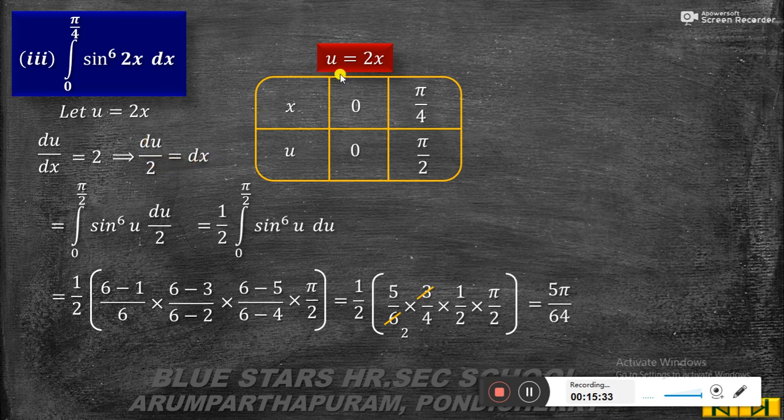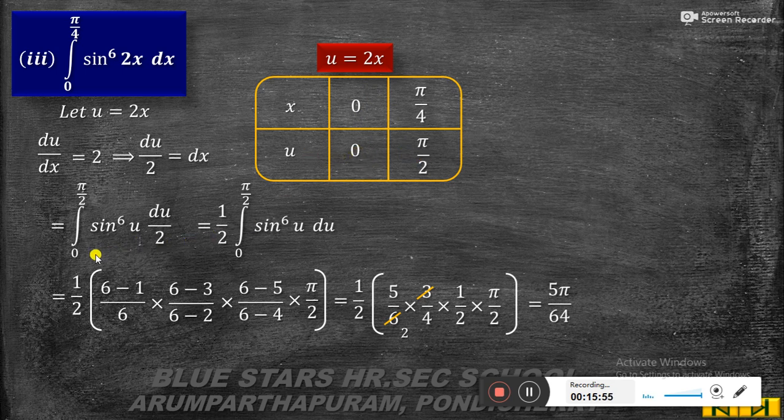Next, you change the limit. The x limit is 0 to pi by 4. You find the limit for u. The substitution is u equal to 2x. So x equal to 0 means u equal to 0. x equal to pi by 4 gives 2 into pi by 4, which is pi by 2. So the u limit is 0 to pi by 2.